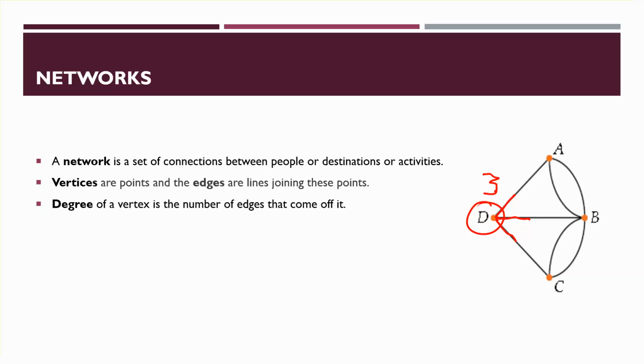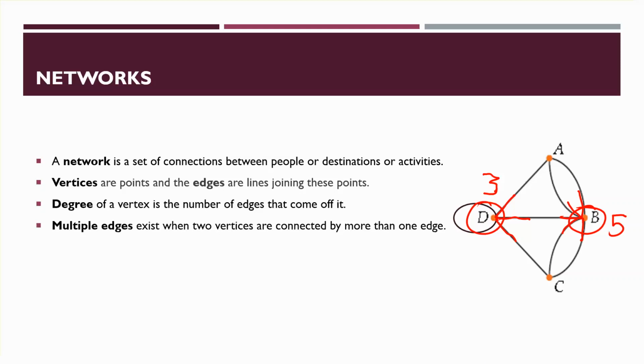Now, if we were to take into account maybe B, you'd have to again count how many come off there. So there's 1, 2, 3, 4, 5. The degree of vertex B would be 5. Multiple edges exist when two vertices are connected by more than one edge. So if we take vertex A and B together, there and there, they're actually connected by 2 edges. So we say that that has multiple edges.